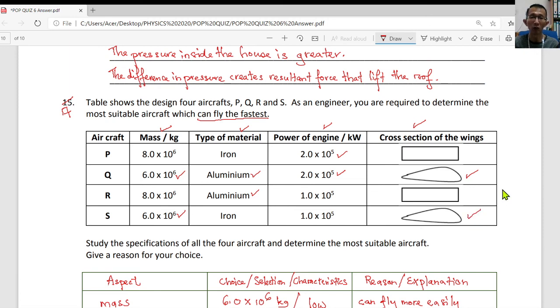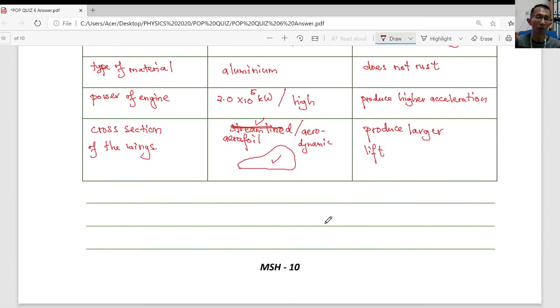So next, what do we do next? We count the number of ticks. So for P, I have one tick. For Q, 1, 2, 3, 4. So Q, I have 4 ticks. For R, I have 1 tick. For S, I have 2 ticks. So which one has the most ticks? Q. So we choose Q. Alright. Q is chosen.